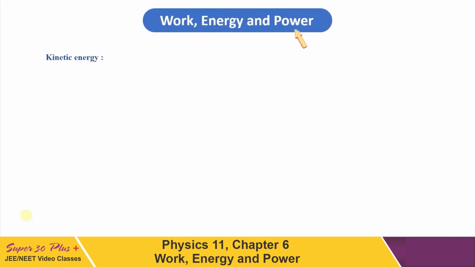Work, energy and power. First of all, I'll introduce you to what kinetic energy is. In physics, a moving particle is said to have more energy than an identical particle which is at rest. Quantitatively, the energy of the moving particle which is over and above its energy at rest is defined as kinetic energy, mathematically half mv square. And if we write it vectorially, because velocity is a vector term, it can be written as half m v dot v. This is the quantity of kinetic energy.